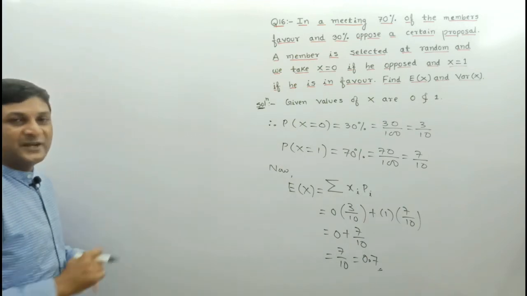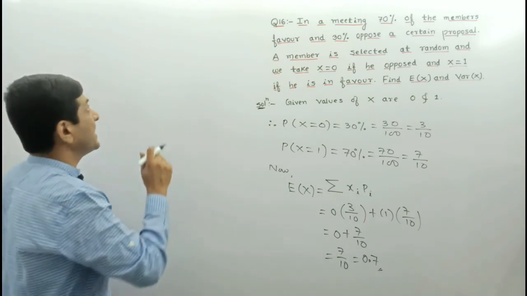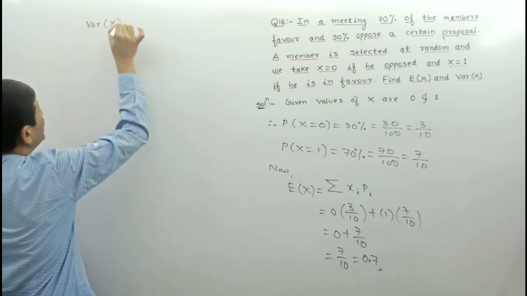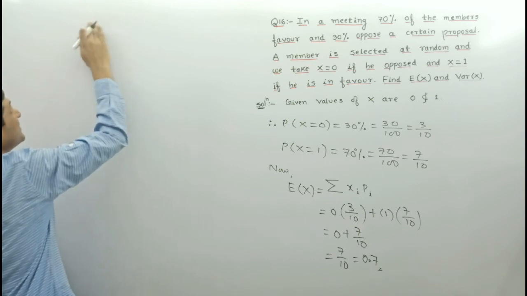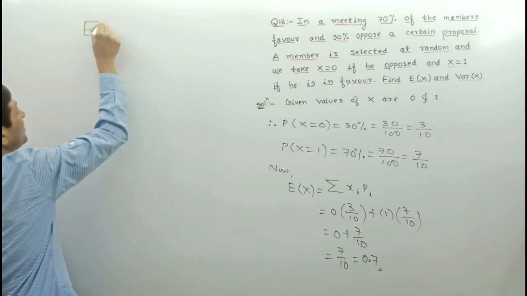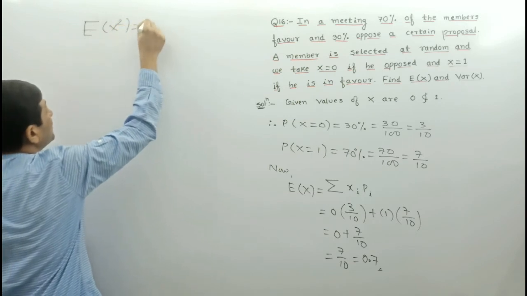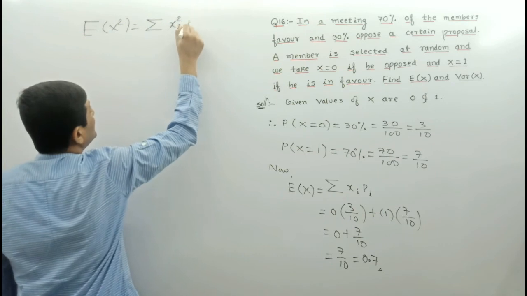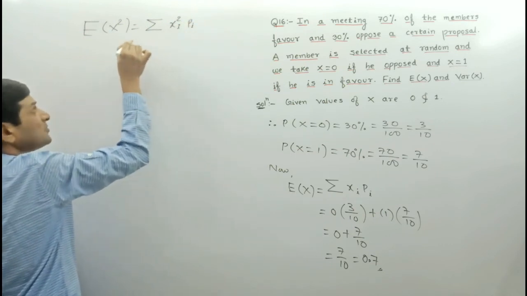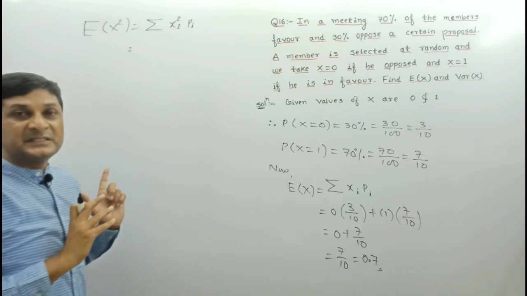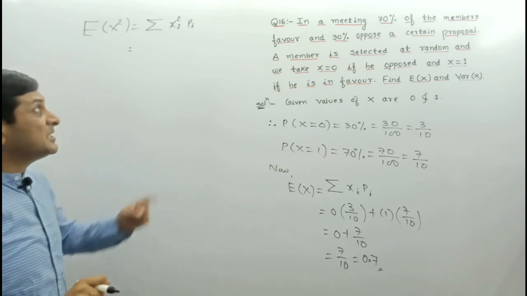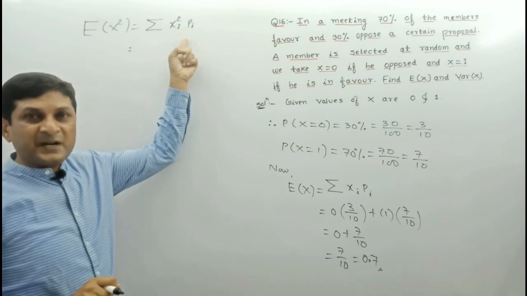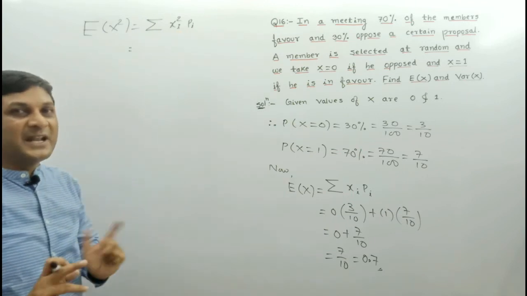Now let us find the second required value, the variance of the random variable, that is V of x. But to find the variance of x, first we have to find the value of E of x square. So what is the formula to find E of x square? Summation xi square into pi. This is the formula to find the value of E of x square, isn't it? Here we have to take the sum of the product of the square of the value of the random variable and its probability.